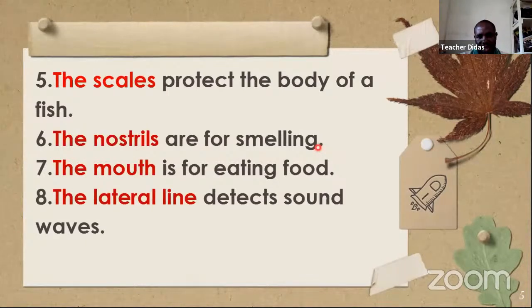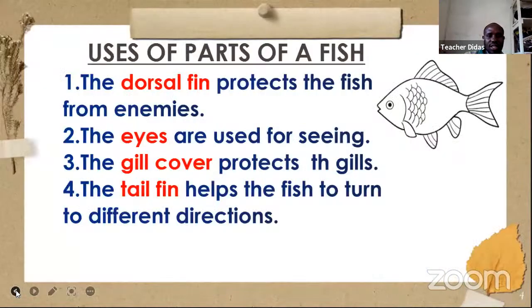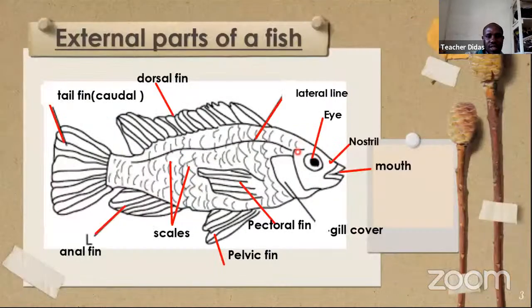The mouth is for eating food. And I said earlier that the lateral line detects the sound waves. How does it detect them? When the fish is in water and something comes in the water, it is able to feel, hey, something is coming, using its lateral line. And we looked at the lateral line. It is a line here, this line which is moving from here, here, here, up to here. That's called the lateral line.